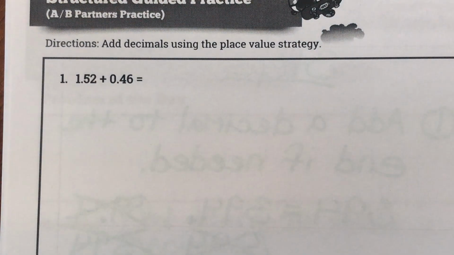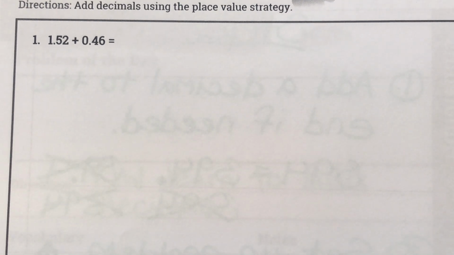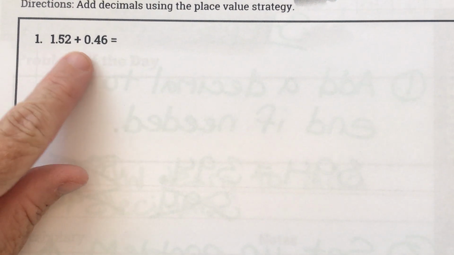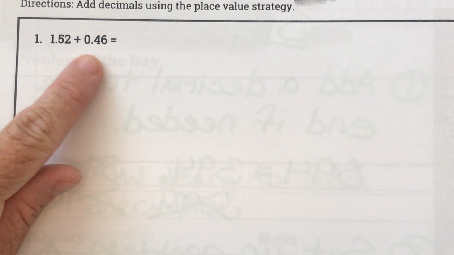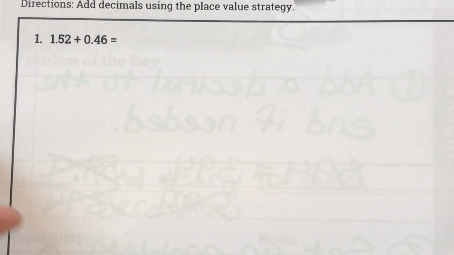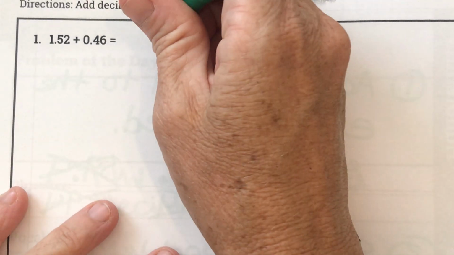Okay, let's try some together. We are on page 189. If you can turn to page 189. Here is our first one on page 189. It says 1 and 52/100 plus 0 and 46/100. What do I notice first? They both have a decimal, so I don't need to do step 1. So let's get right into step 2, which says set up our problem vertically, lining up the decimal.